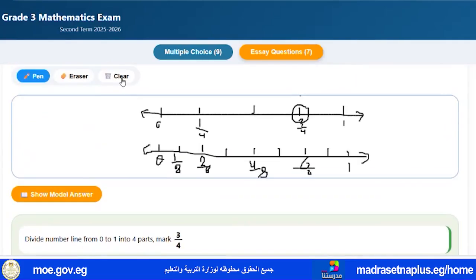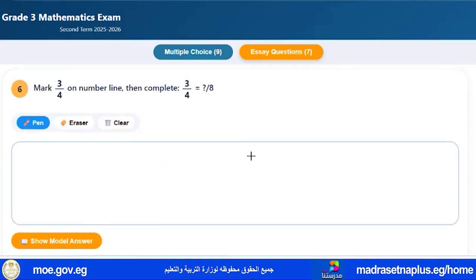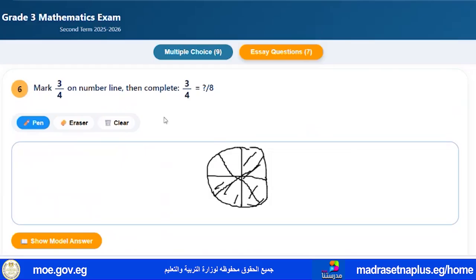Okay, by using a model, let's draw a pie or a circle. 4 parts. Let's shade 3 of them. Now I can make eighths. Yes. So 3/4 equals, can you count? 1, 2, 3, 4, 5, 6. So 3/4 equals 6/8. By using a number line, by using a model, it's up to you. Or by using multiplication or division.